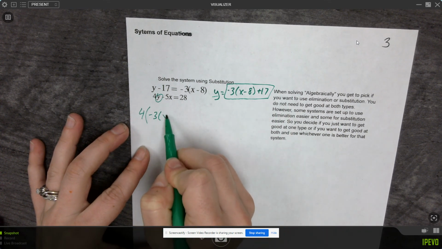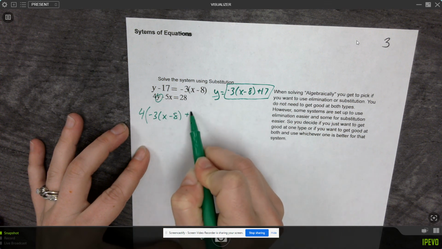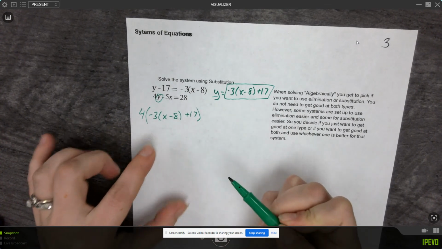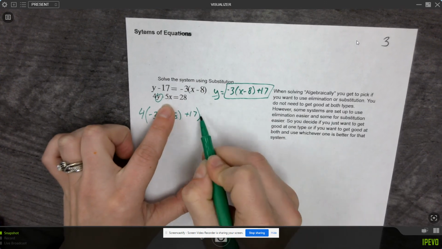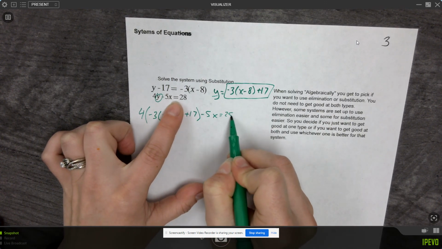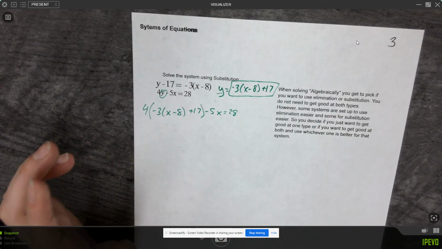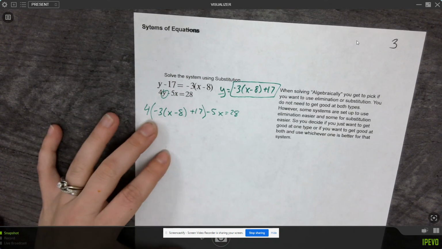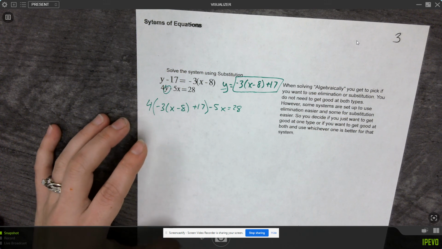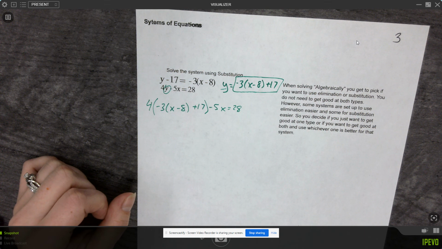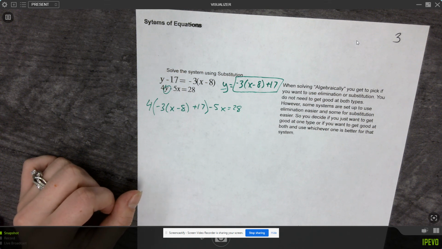Negative 3 parentheses, x minus 8 plus 17. Close that parentheses, the rest of the equation. Minus 5x equals 28. Notice that I just have x's now. That's like the whole point. If you had a y somewhere in there, you've messed up. Now, when we go to solve this, we need to distribute first if there's distributing, and there is distributing.